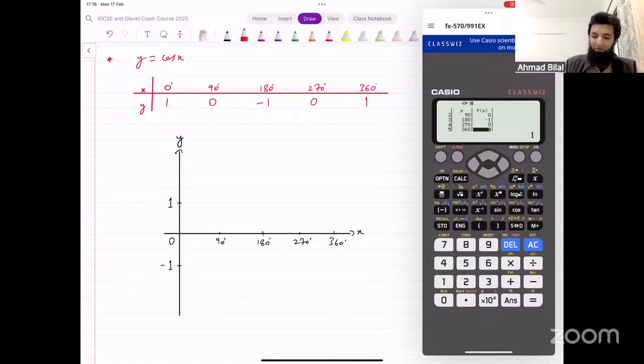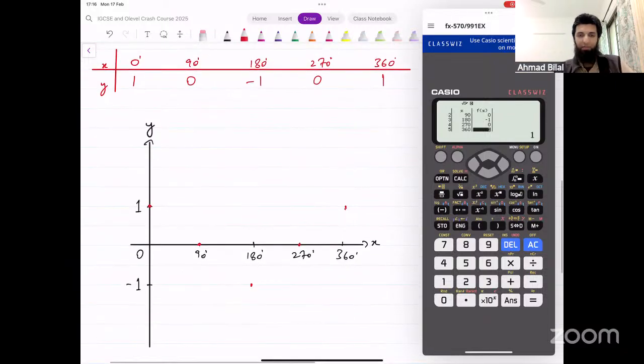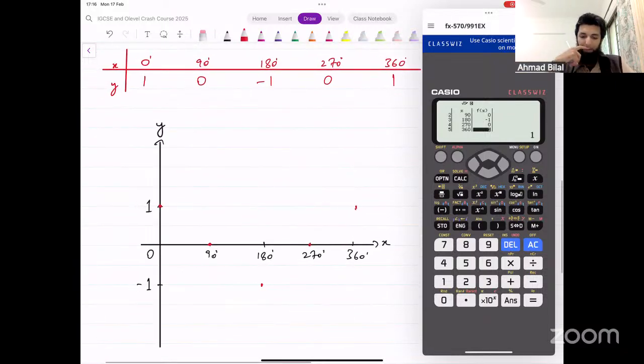At 0, the y value is 1. At 90, the y value is 0. At 180, the y value is -1. At 270, it is 0 again. And at 360, it is 1 again. Okay, now these are the points that I'm getting for the cos graph. Now, what shape do I draw through these points?